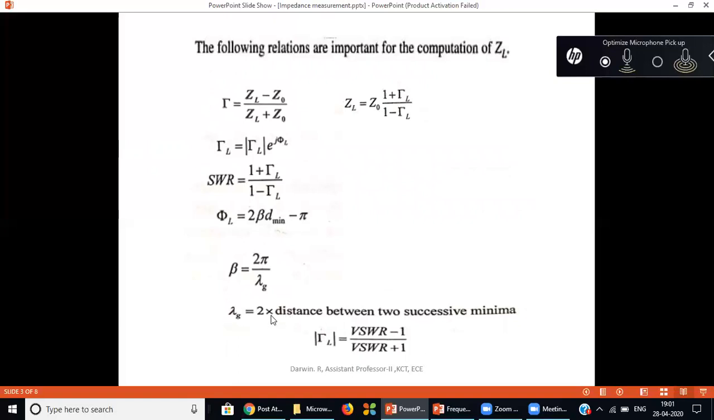Which is given as 2 into the distance between two successive minima, which will be equal to lambda g. And using d minimum, you can find the value of phi L. And if you know the value of lambda g, you can find beta also. So using these formulas, you can find the value of reflection coefficient gamma L, and substituting directly into ZL, you will get the value of Z. This is one method, that is the slotted line method for finding the impedance.